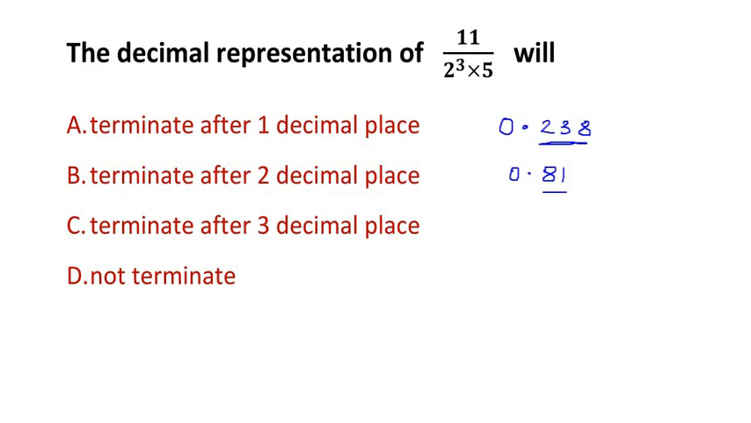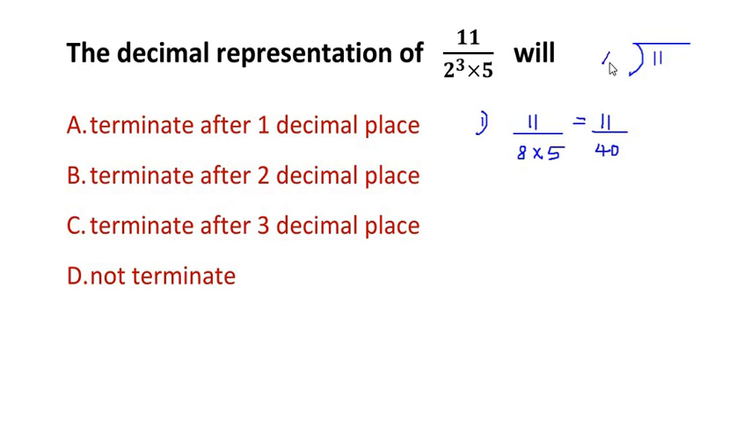Now there are 3 ways of doing it. The first way is the normal division. Whatever the term is, 11 over 2 to the power of 3 times 5 becomes 8 times 5, so this is 11 over 40. This question specially comes in the no calculator section, so you cannot use a calculator. So we have to go for long division, that is 11 divided by 40. This is the regular way, the normal long division method. This first method can also be used, but it is quite time consuming, so I'm not going to show you this first method. Let me show you the second method.